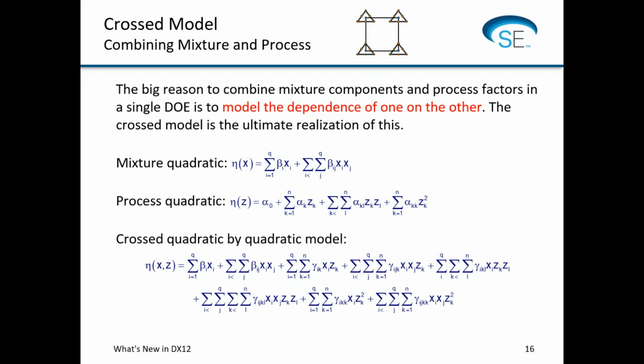Okay, so the traditional crossed model is used to model the dependence of the mixture formulation on the process settings and vice versa. So for instance, if you are mixing up a cake batter, you also need to bake the cake, and so you might have time and temperature involved. We want to model the dependence of the cake formulation with the time and temperature settings. So we do this by crossing the models.